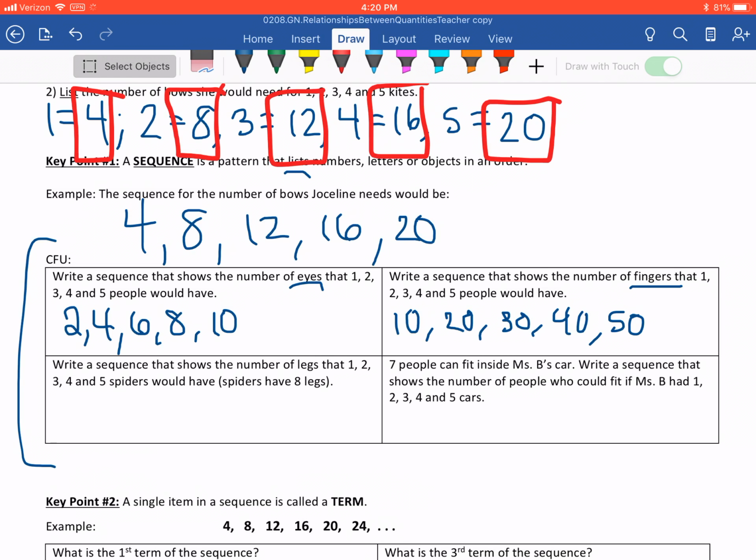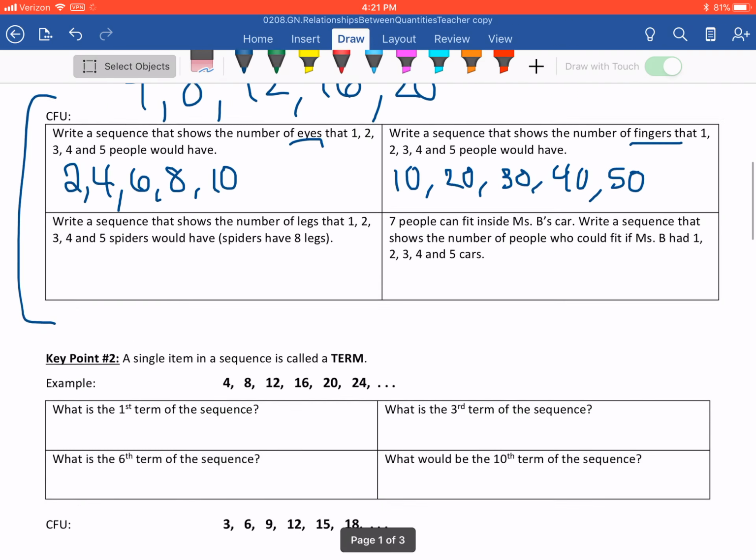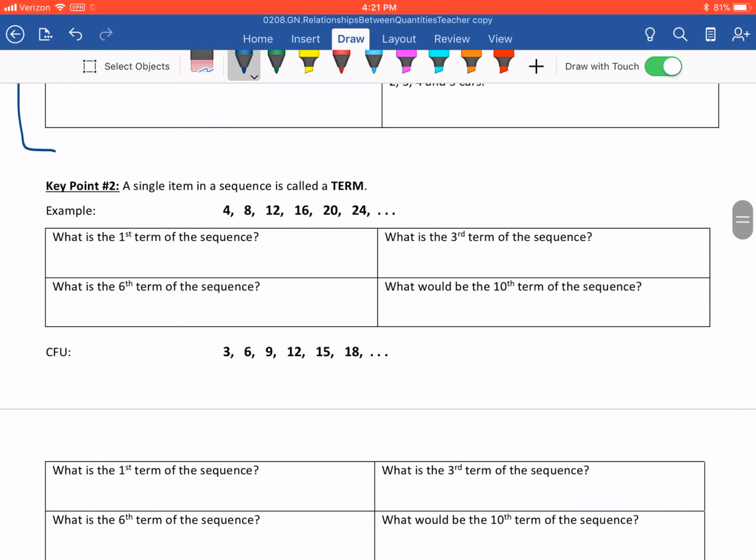All right, key point number 2. A single item in a sequence is called a term. Okay, so when we have a sequence, a single item is called a term. A term. A single item in a sequence is called a what?